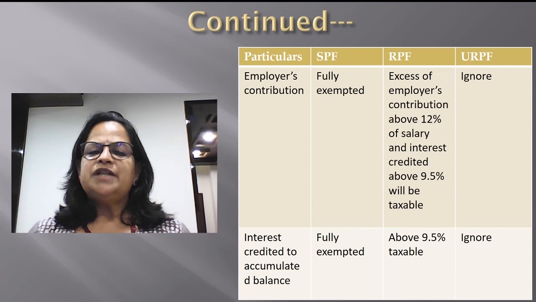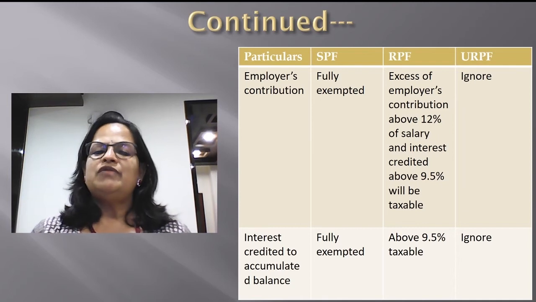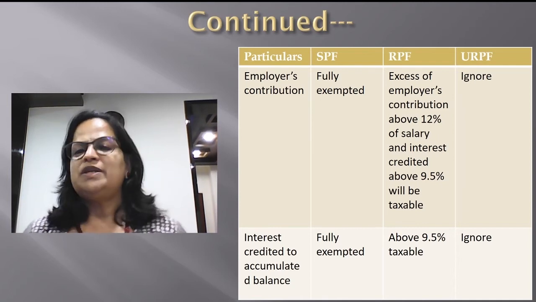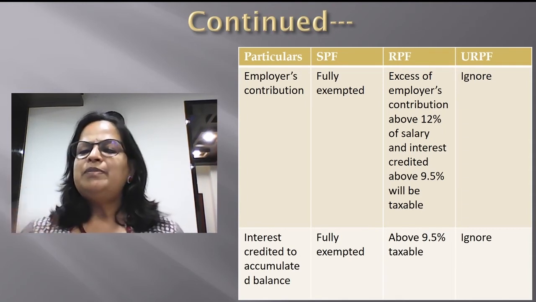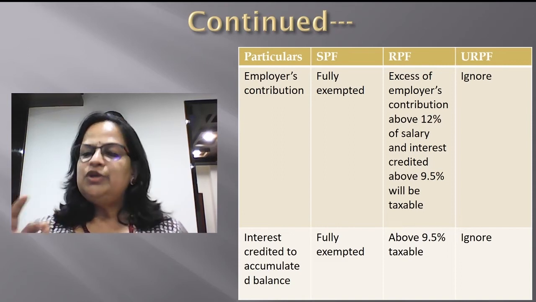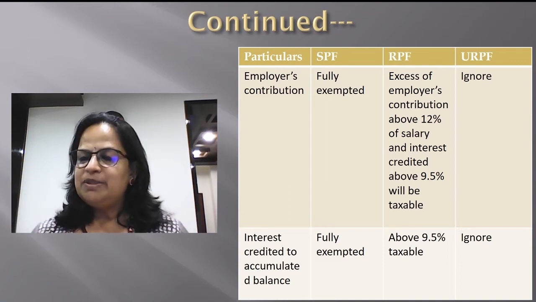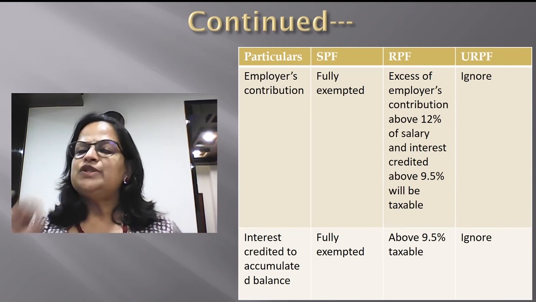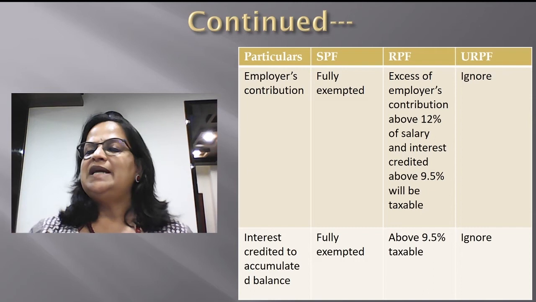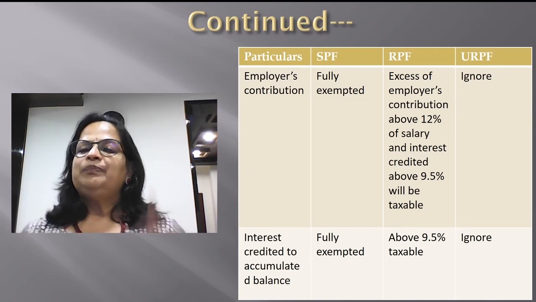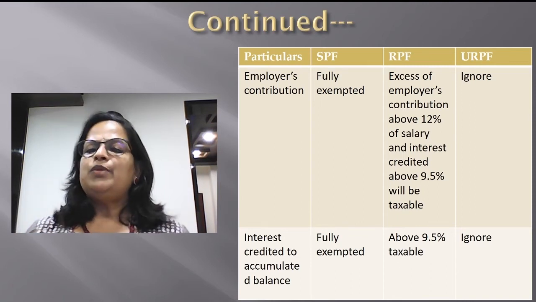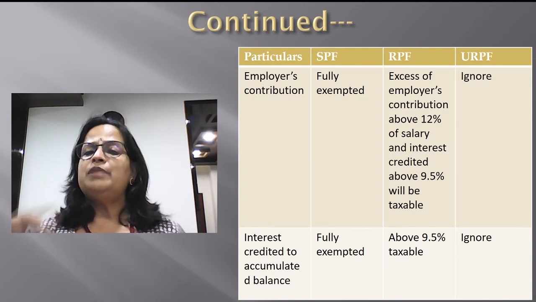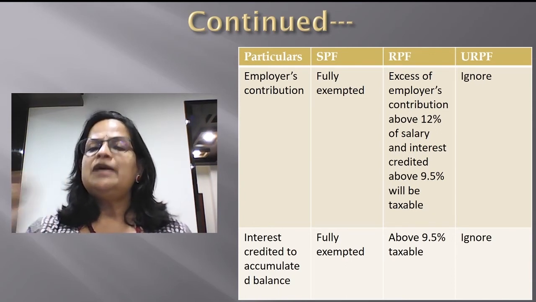Next one is interest credited to accumulated balance. In the case of statutory provident fund, it's fully exempted because it's provided by the government. Whereas for recognized provident fund, as I already explained in the previous point, interest above 9.5% will be taxable. I told you if the employee is getting 12%, that means 2.5% of interest will be taxable. That we will add with the salary income. So RPF employer's contribution in excess of 12% and interest credited above 9.5% will be taxable. These are the two important points you have to remember when you are doing the salary computation.